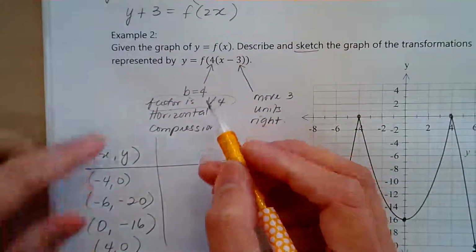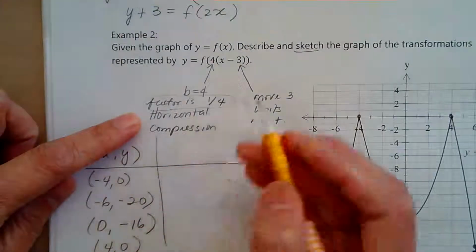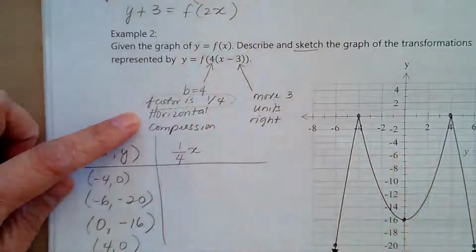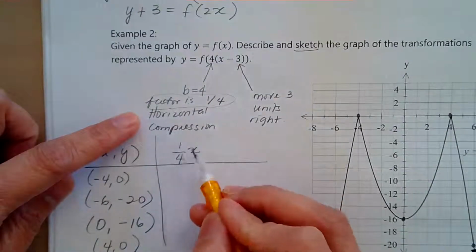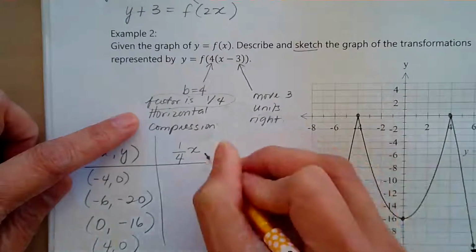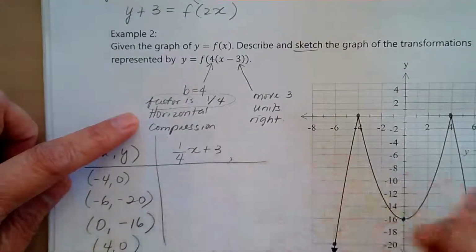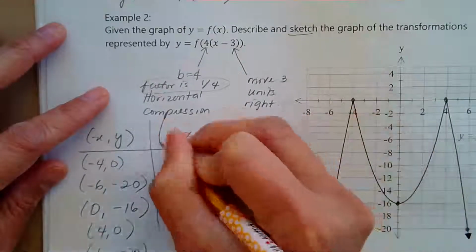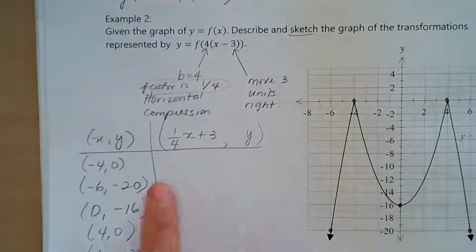So what's the transformation? The factor is 1/4. So we're going to put 1/4 X. Right? The factor is 1/4, 1/4 X. And then move 3 units to the right. So that means +3. Nothing is happening with the Y, so I'm just going to put Y. So far, so good?